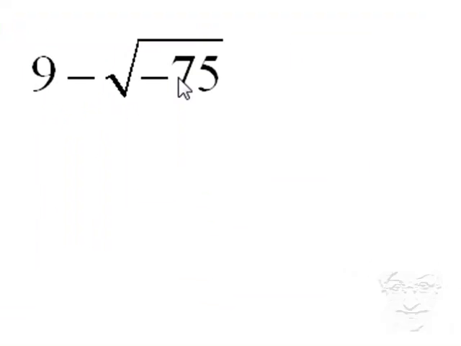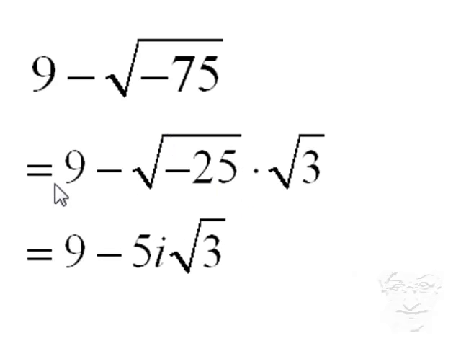9 minus the square root of negative 75. That square root of negative 75 could be simplified into the square root of negative 25 times the square root of 3. The square root of negative 25 is 5i. So the 9 just carries down, the minus just carries down, the square root of negative 25 is 5i, and the square root of 3 carries down.